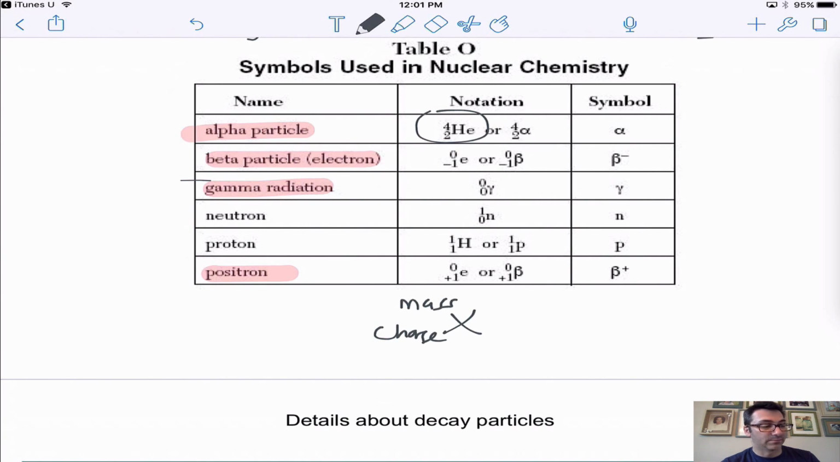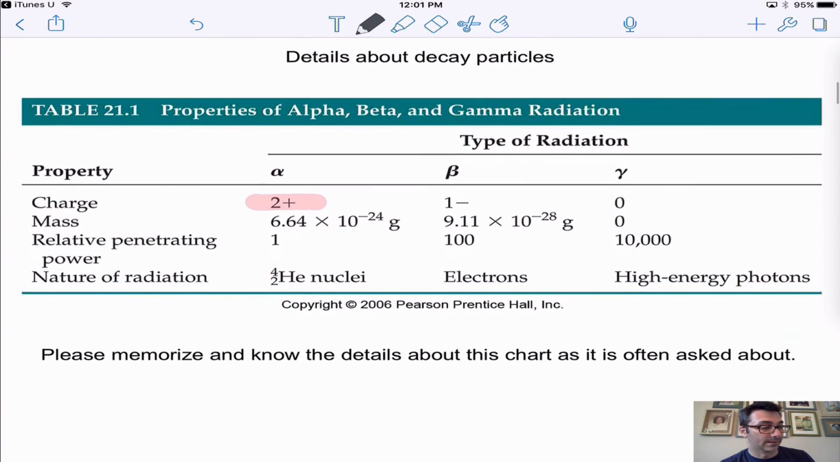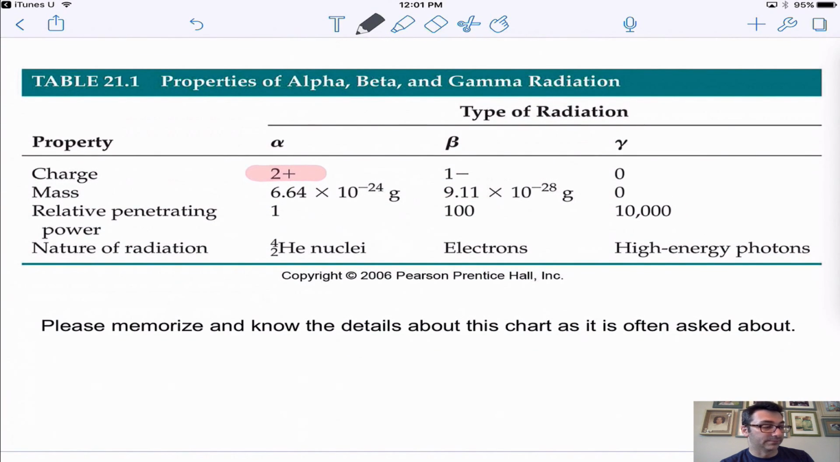The mass of a beta particle is essentially 0. There is some mass to it. The mass of a positron is also 0, and the alpha is the most massive one at 4. The gamma radiation, that is the same as a gamma photon, and that one has no mass or charge. So here we have another chart showing you alpha, beta, and gamma radiation.